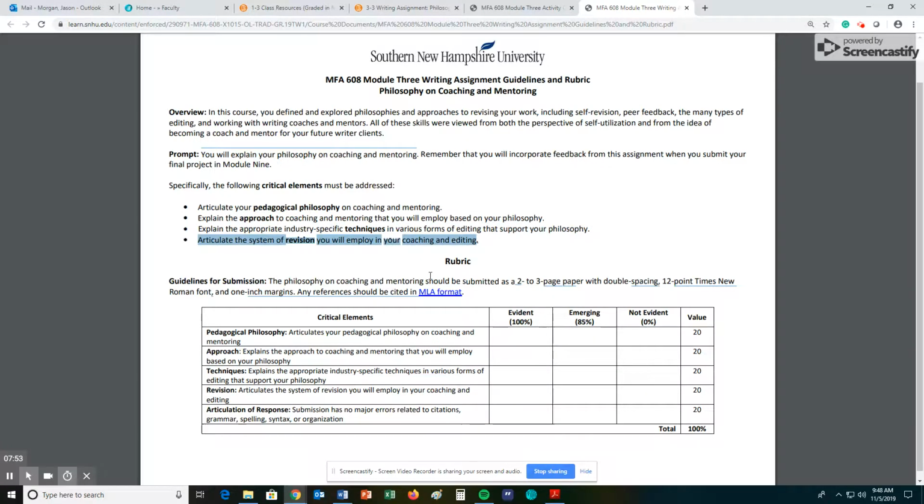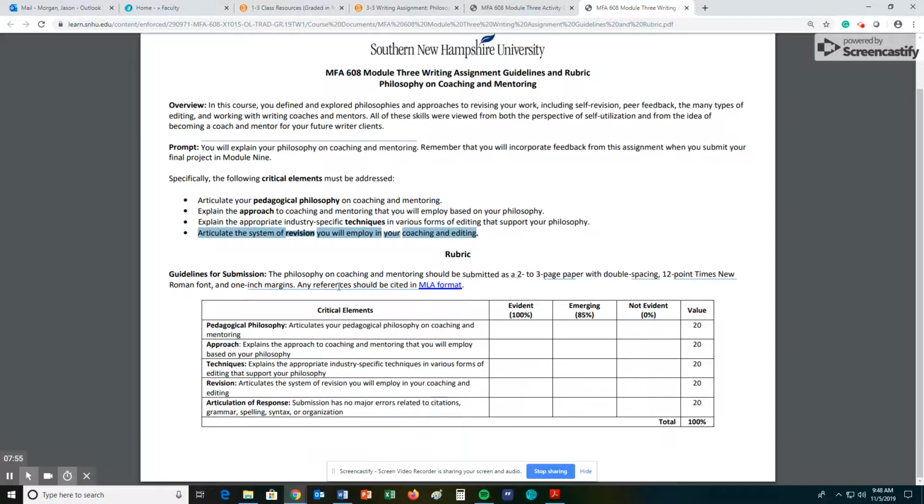Okay, so pay attention. Big secret here. Here's how you're going to write this paper, and you're going to easily get to 2 to 3 pages, and you're going to get a good grade on it. Here's how you do it. Okay, you have an introductory paragraph where you basically say, in this paper, and you can write this in first person, I will explain my philosophy on coaching and mentoring, and then this is your outline.